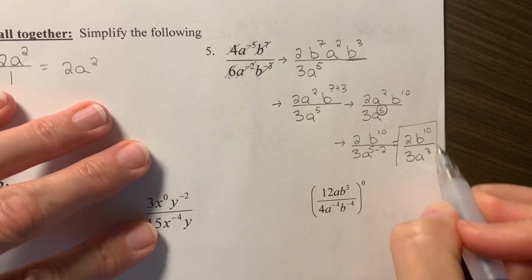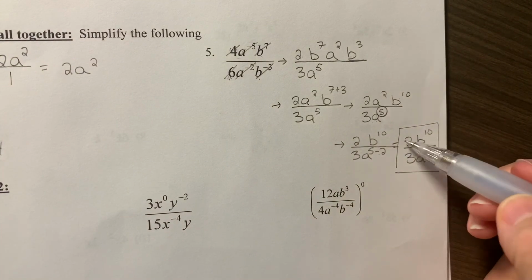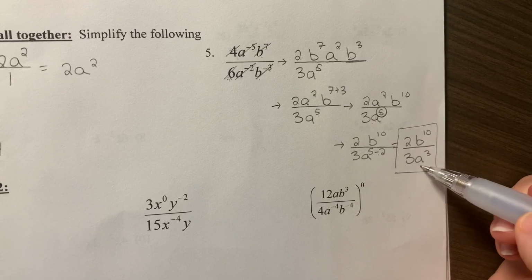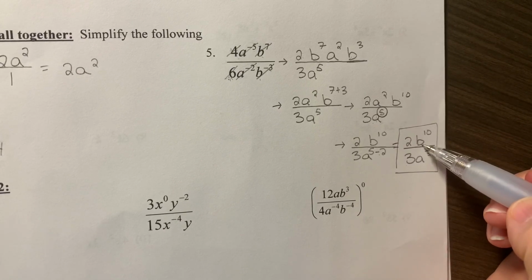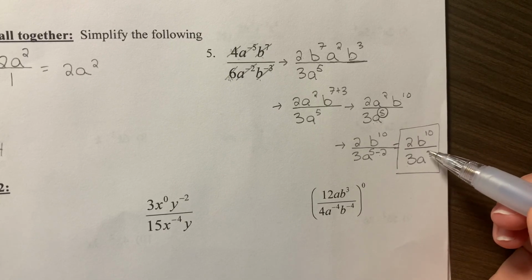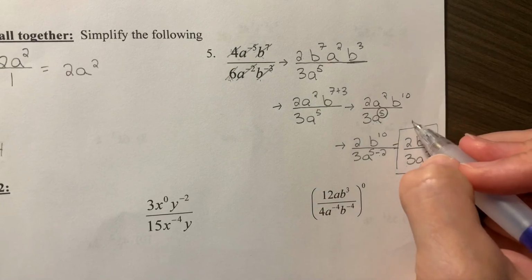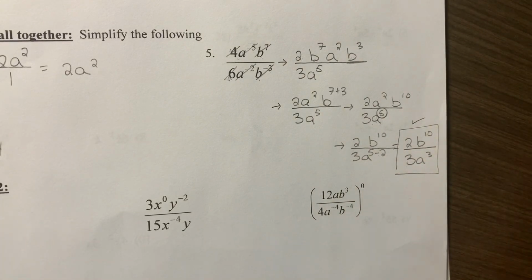Okay, this is why this is fully simplified. Fraction simplified. 1 a, 1 b. No 0 exponents, no negative exponents. That means you are done.